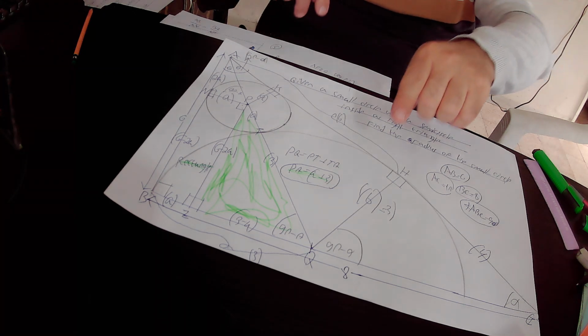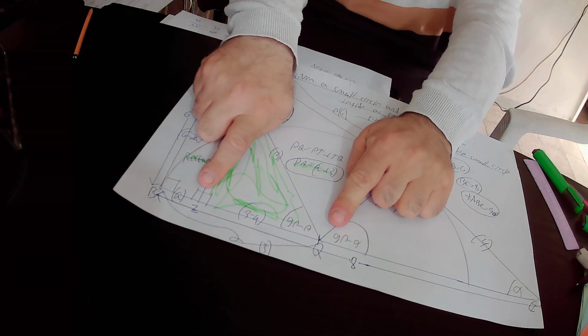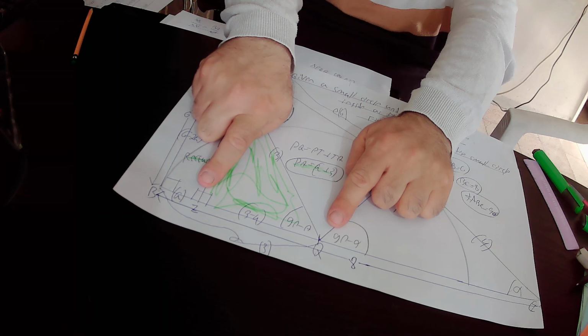What is the length of the missing line QZ? From the drawing it is very easy to see that QZ equals BQ minus BZ. BQ is 3, BZ is A. So in total, QZ equals 3 minus A.